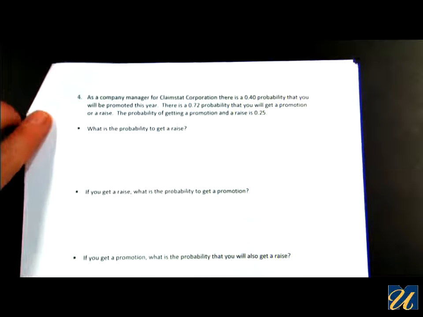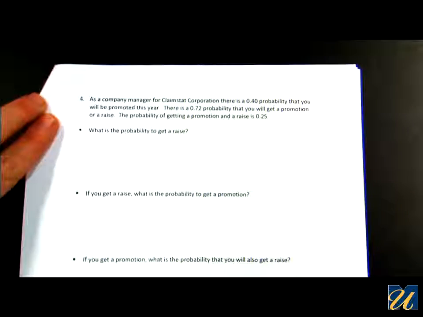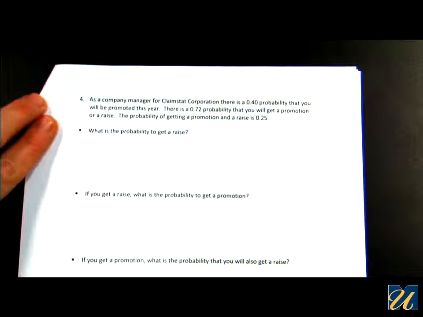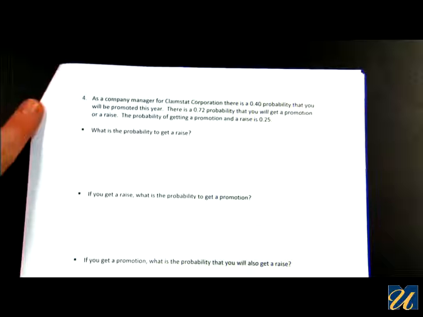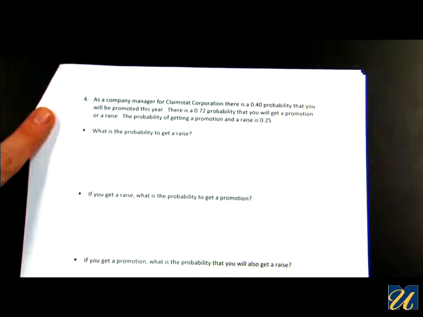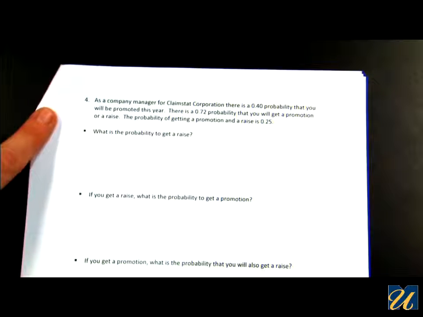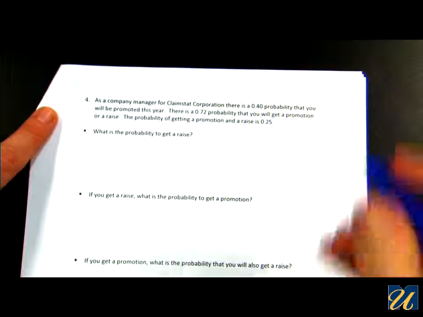Problem number 4. As a company manager for a Clemstad Corporation, there is a 0.4 probability that you will be promoted this year. There is a 0.72 probability that you will get a promotion or a raise. The probability of getting a promotion and a raise is 0.25. So let's see what we have.